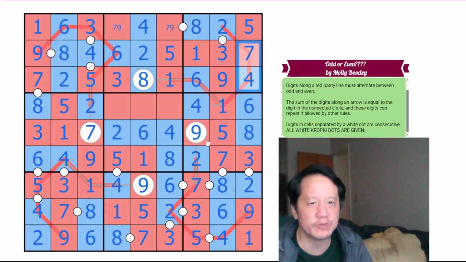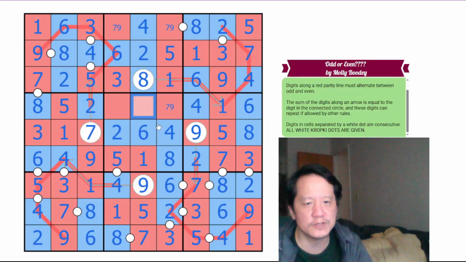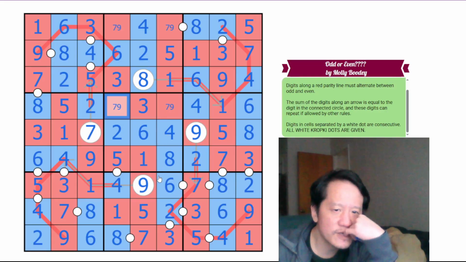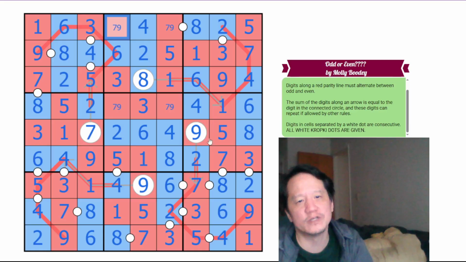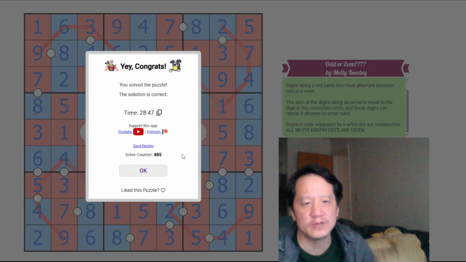Also, we knew that wouldn't be consecutive. 7 or 9 here. This is guaranteed to be a 3. And this is 7 or 9 here. 6, it cannot be consecutive with 7 without a white dot between, so this is 9, that's 7, which makes this 9, and that's 7.